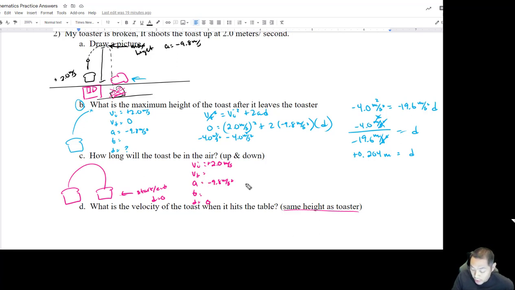So here we're going to use everything but VF. So I believe that equation is, let me try to think about it. Let me cheat a little. D equals VIT plus 1/2 AT squared. Plug in everything you know.